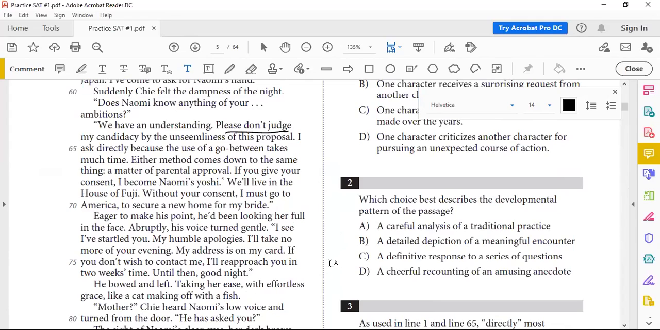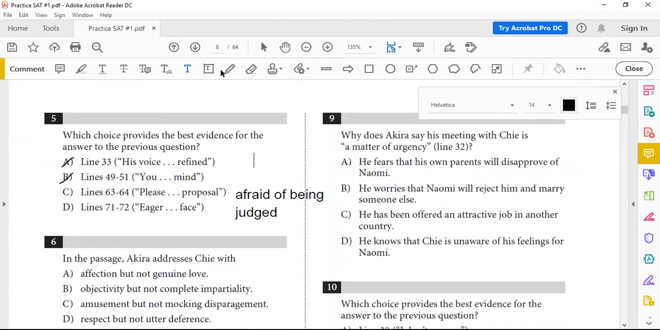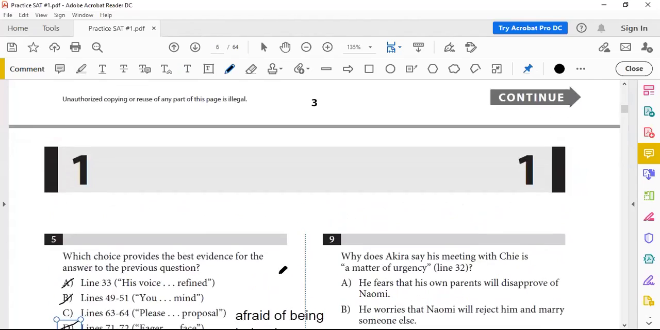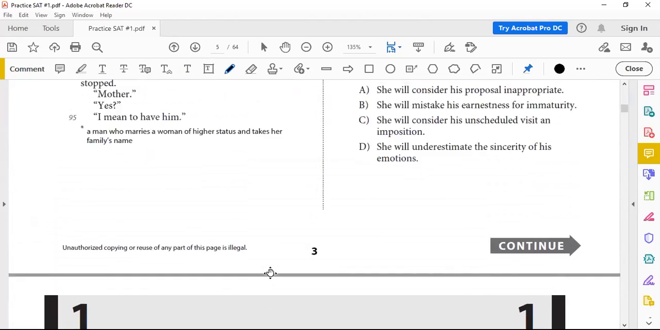So let's look at 71 to 72. So this one does not, again, answer the question. It does not give a reaction from Chai that he could be fearing. It just talks about him here. So we'll get rid of that. So C is really the only one that actually answered the question. Now let's go back to number 4 and see which one matched C.